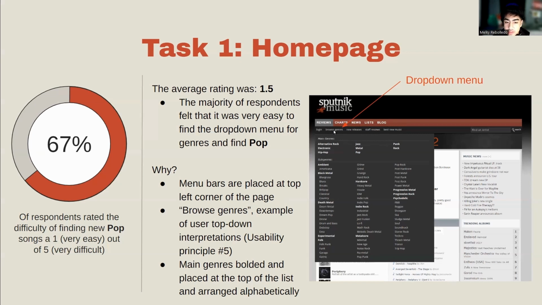Also, the genres drop-down list is labeled Browse Genres, just so that the user has a clear interpretation of what this button does and its functionality. And when the functionality aligns with the user interpretation of the functionality, that's really good. And so also, the main genres of this drop-down list are bolded and placed at the top of the list and are also arranged alphabetically, which is a familiar way to arrange a list of words.